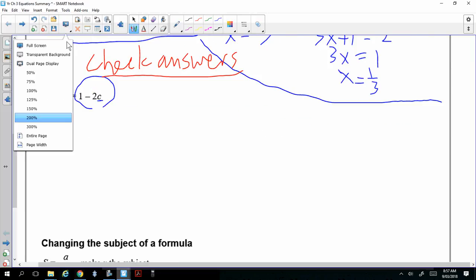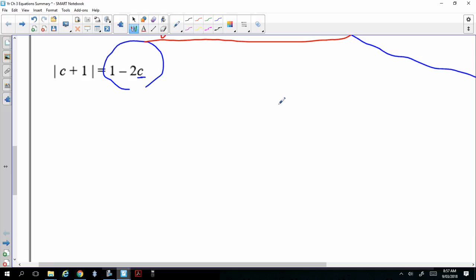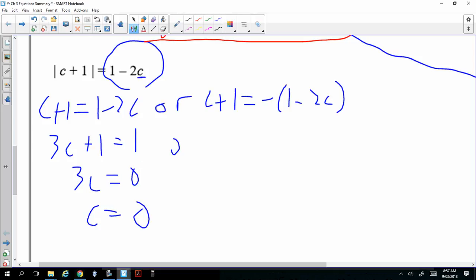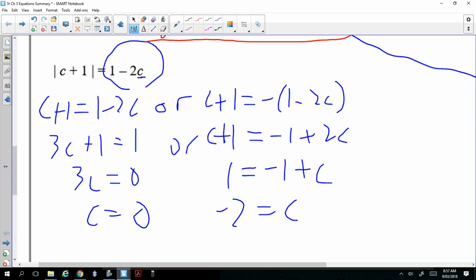Again you do 2 cases. You get c plus 1 equal to 1 minus 2c, or c plus 1 equal to the negative of 1 minus 2c. So you get 3c plus 1 equal to 1, 3c equal to 0, c equal to 0. Or the other one is negative 1 plus 2c. Then you subtract c from both sides, so you get c equal to 2. So you have 2 answers.